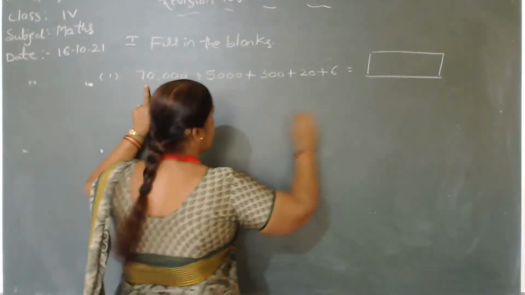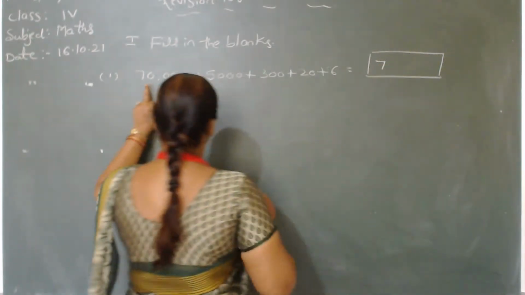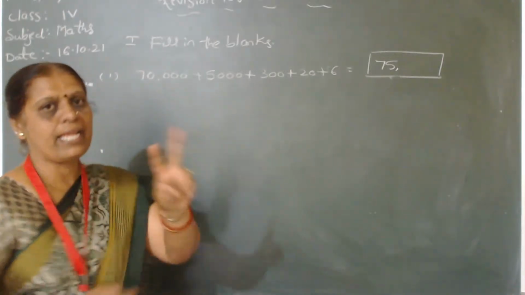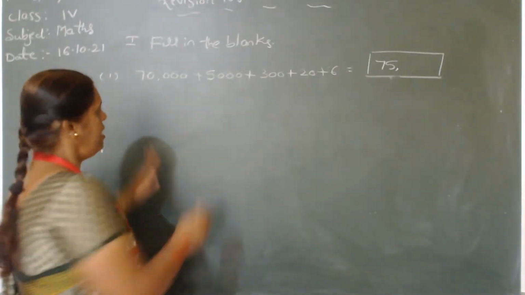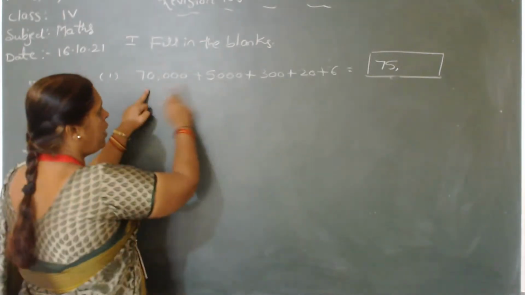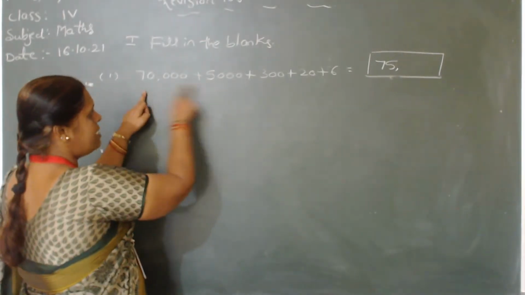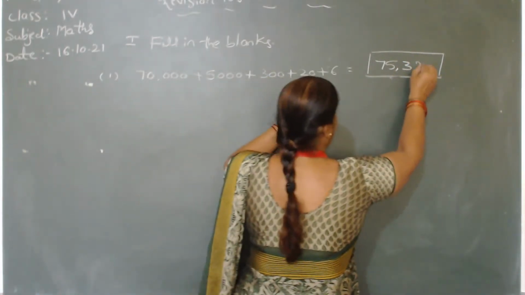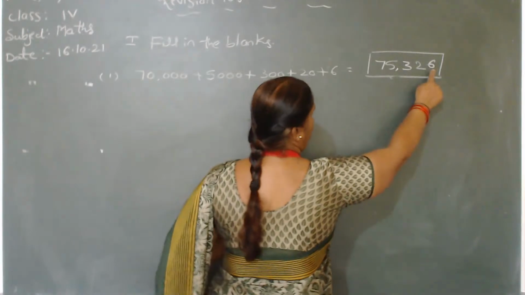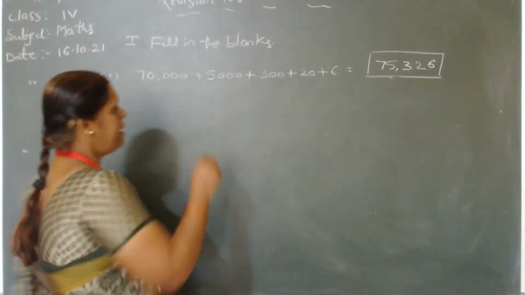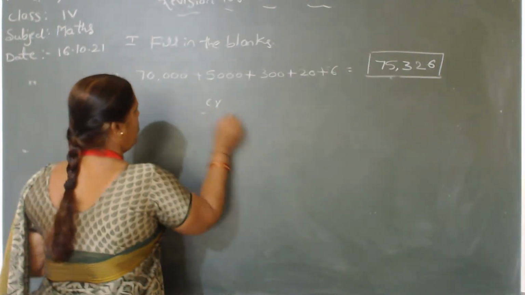So first is 70,000 and 5,000. In the thousands place, you take the two numbers together. This is the 10,000 place and this is the 1,000 place. Together we take it as 75,326. So 1, 2, 3, 4, 5, we have a 5-digit number.